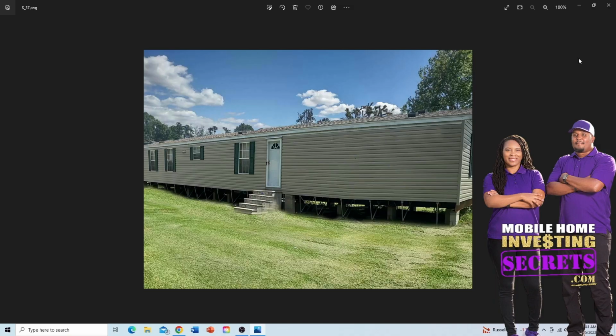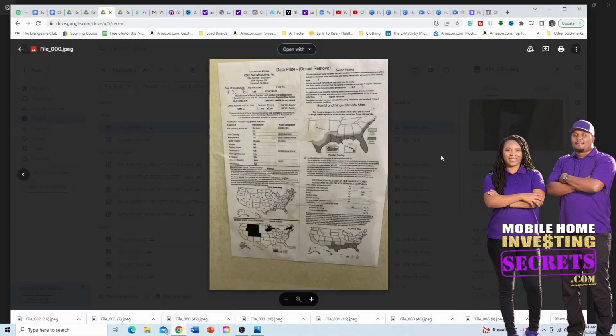So here we have this mobile home, and guys, if you're new to this, you wouldn't know where to find that information. But different ages and different sizes of homes have the information in different locations. Most importantly, what you want to look for to start off with is the data plate. Let's look at these other files that I have. So this is the data plate.